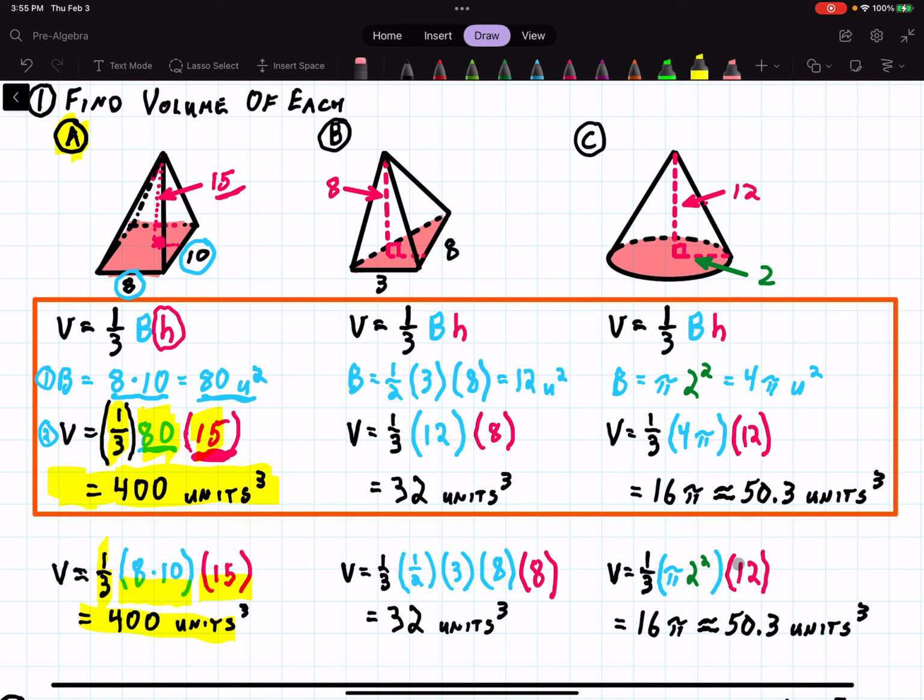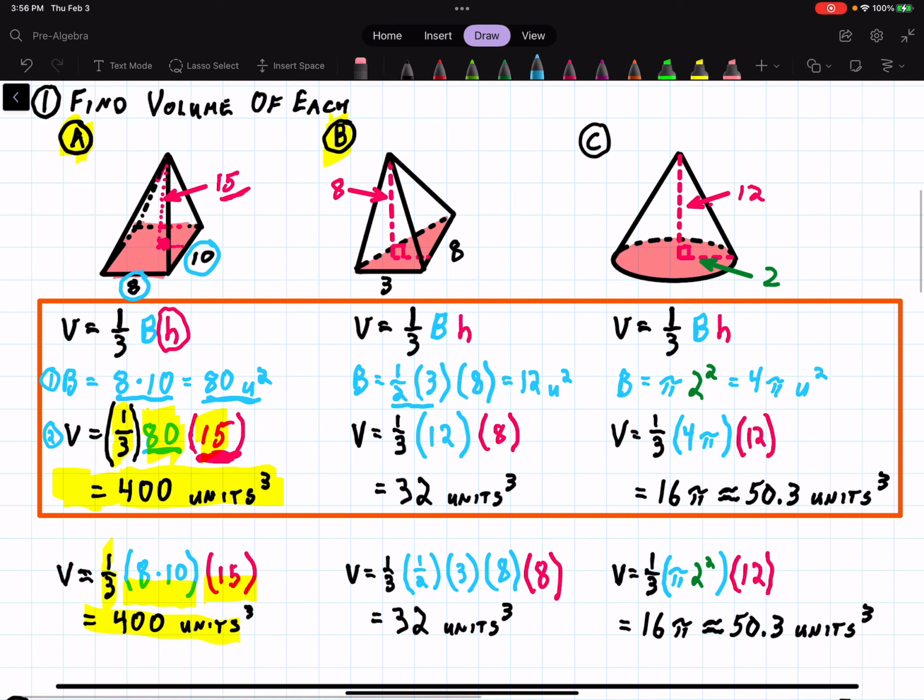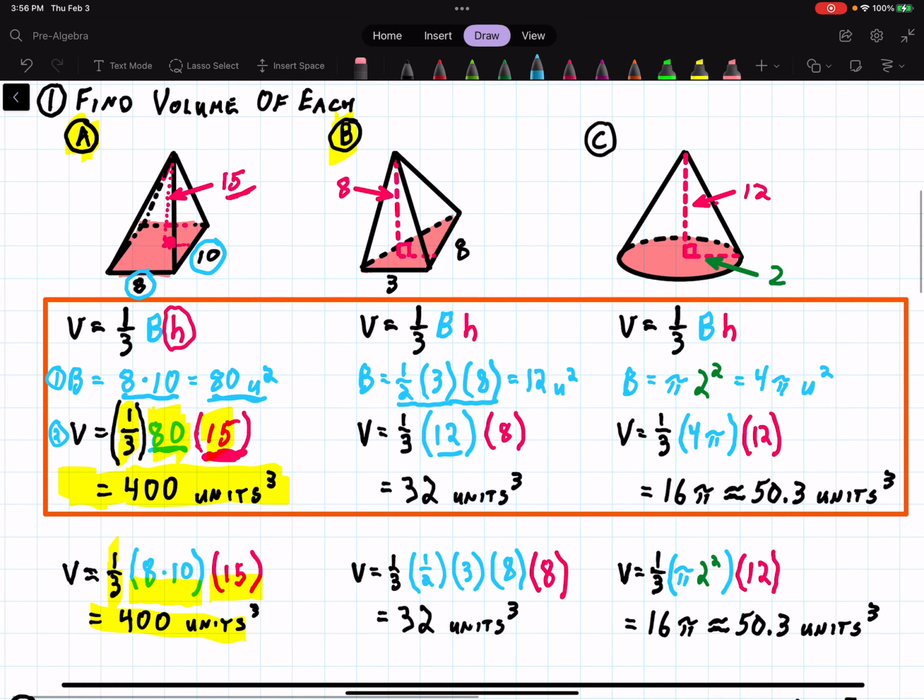Okay, now let's try the second one, B. Well, we have the same formula. The only difference is how we're going to calculate B. In this case, we have a triangle. The area of a triangle is 1/2 base times height. There's my 1/2, there's the base of my triangle, 3, and the height of my triangle, 8. So 1/2 times 3 times 8 is basically 12, which we have right there.